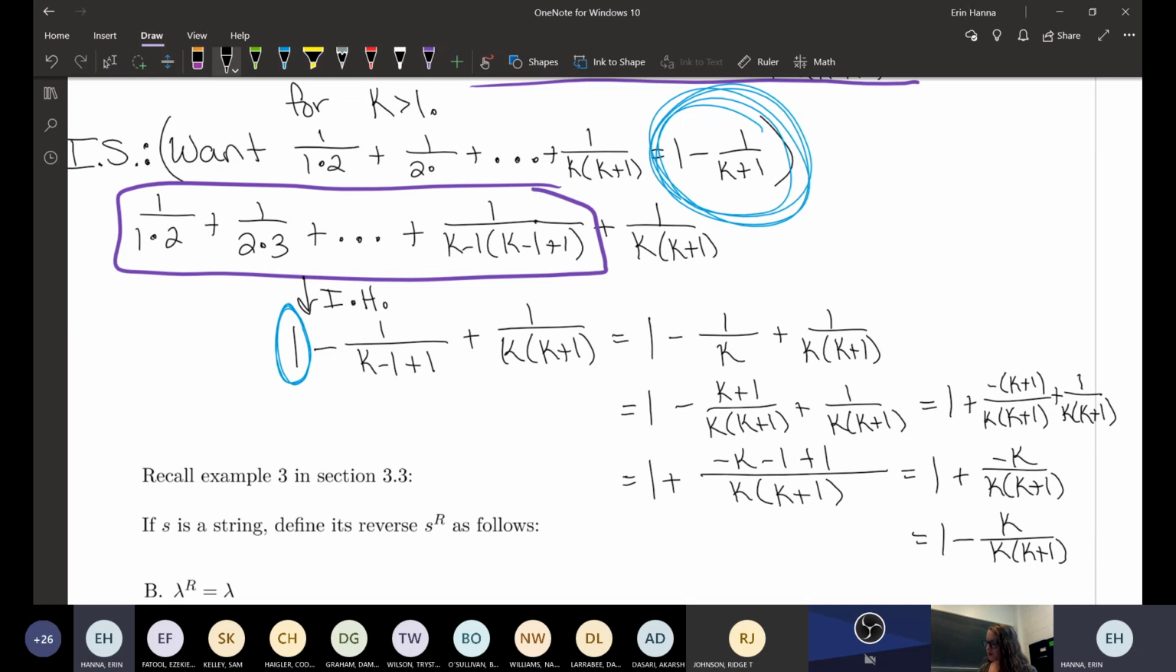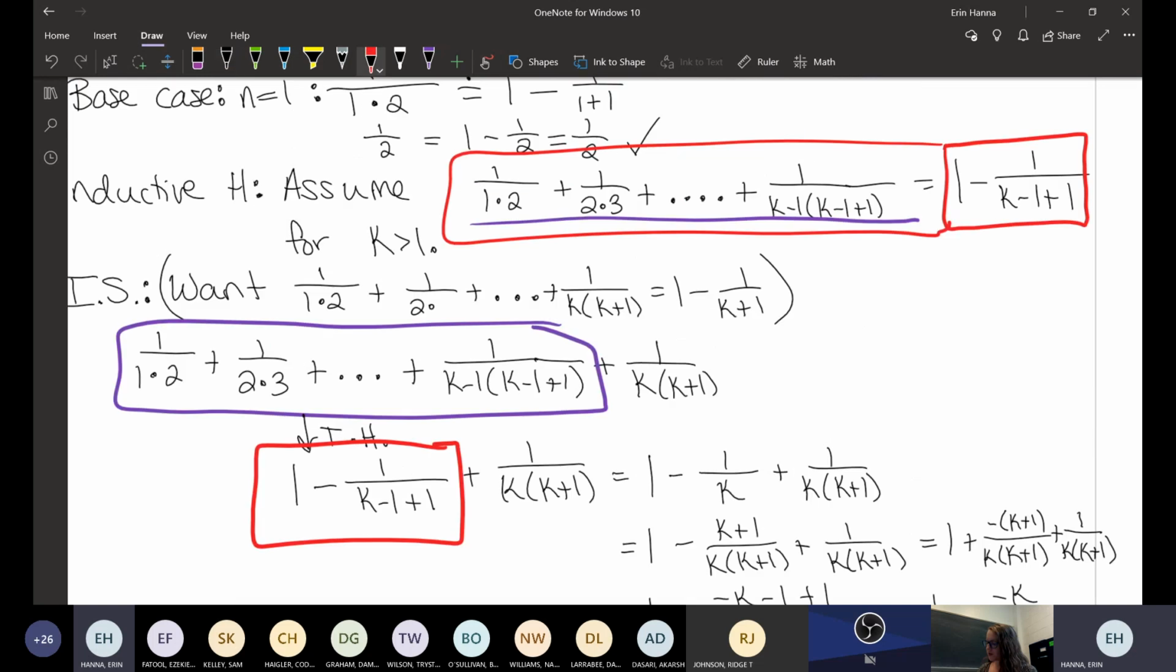Let me clean this up a little bit. So essentially, I'm taking the entire thing that I want, which is all of that giant hoopla from using 1 to k. But the thing that I know is true is that the k minus 1 hoopla, if you will, can be replaced with 1 minus 1 over k minus 1 plus 1. So what I do is I find that idea in the inductive step.